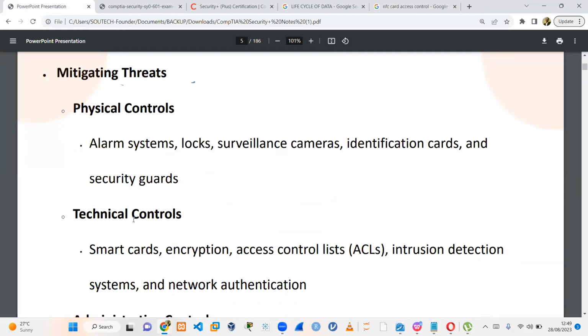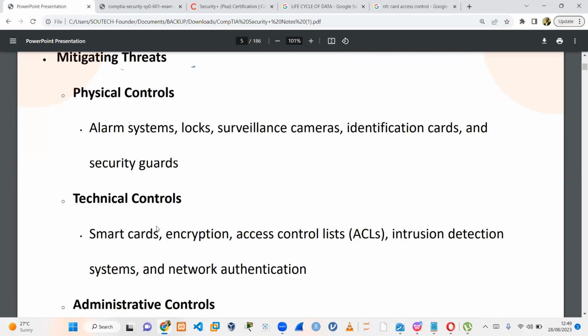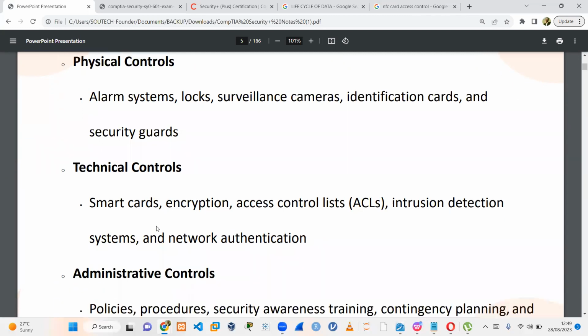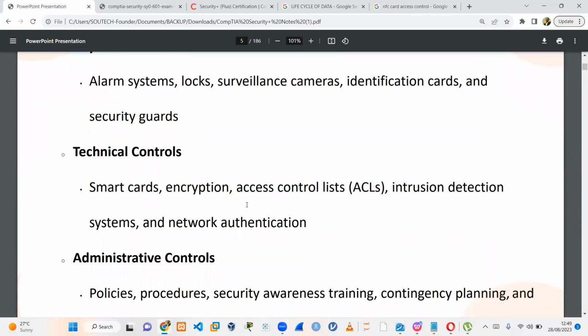So aside from ensuring physical controls through those means, you also want to have some technical control. This is where you're now employing technology. So that's where smart card encryption, ACLs, if you have a network, either physically or on the cloud, that's where intrusion detection systems come in, either intrusion detection systems or intrusion prevention systems. We'll look at this later on in the course in more detail. Then network authentication. This is where you are implementing technical control.